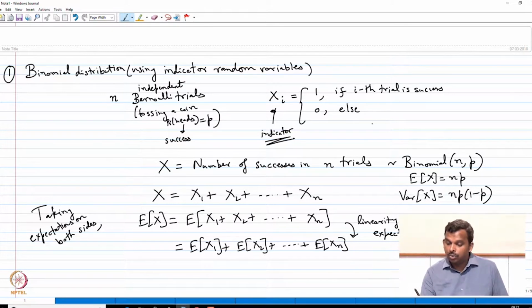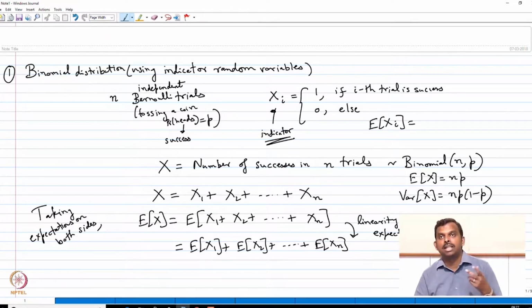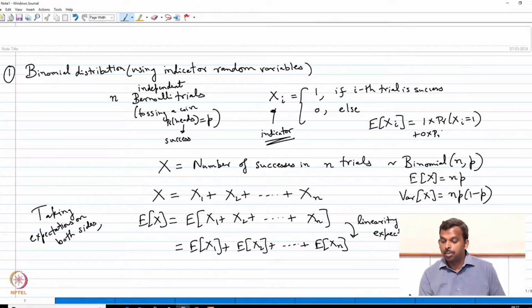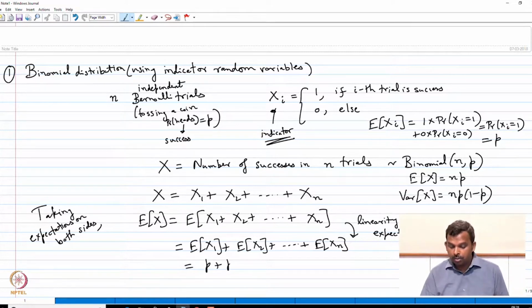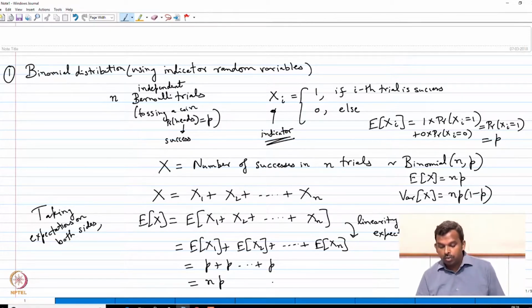The reason is, if you want to find the expected value of xi, it's very easy. It's a random variable that takes just two values, 0 and 1. So it is 1 times the probability that xi is 1 plus 0 times the probability that xi is 0. This simply evaluates to the probability that xi is 1. What's the probability of success? That's just p. So the expected value of xi is p for every i. So this is simply p plus p plus p, n times, and that is just n times p. A very quick derivation for the mean or expected value of the binomial distribution.